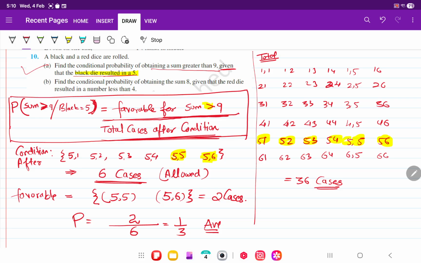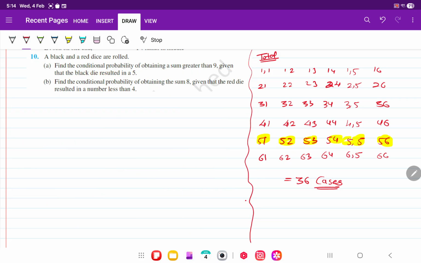Now let's try the second part. Out of all these 36 cases, find the conditional probability. The sum is 8, and the condition is red die has a number less than 4. So this is the condition, less than 4 for red, and the sum is 8. So let's try it. Okay, B part. We want the probability of obtaining sum 8, and what is the condition? That red die has less than 4.